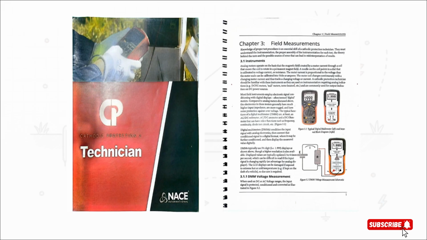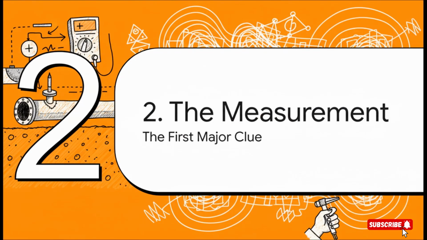You can see a technician using one on the left. Its core job, as you can see in the diagram, is pretty straightforward. It takes an electrical signal, a voltage, from our structure and turns it into a clear digital number that we can read and record. It's our reliable eyes and ears on the ground. With our DMM ready to go, it's time to collect our first and, honestly, our most important clue.